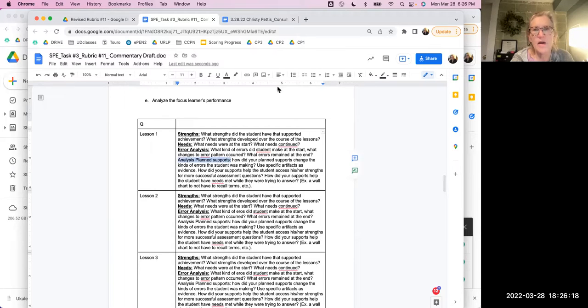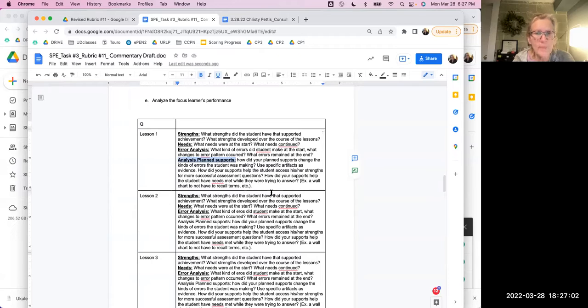And then what I'm asking you to do is, and I'll fix this, how did your plan support to then change the kind of errors the student was making? Use the specific artifacts as evidence. So you might show how you provided a graphic organizer and then they weren't making that specific error anymore, or you gave them a strategy and that fixed it, or they finally understood a concept. So that would come from your teaching, and that wouldn't be a support, but you could now show that as a strength that they used. You want to reference your specific artifacts, not everything you did with the student, but just the ones that you document. This is in my video course in a lot of detail.